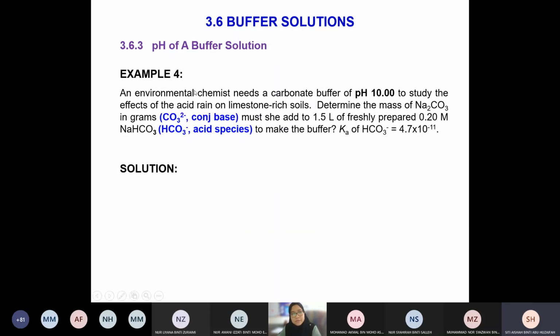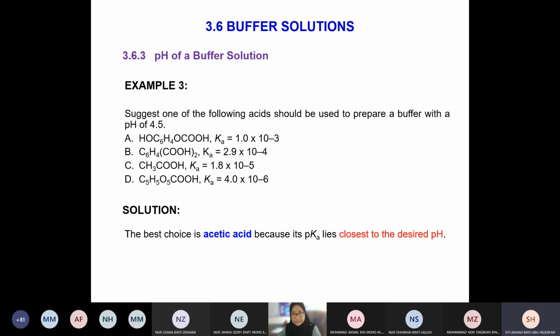Example 4: an environmental chemist needs a carbonate buffer of pH 10 to study the effect of acid rain on limestone-rich soil. Determine the mass of sodium carbonate in grams, the conjugate base, that must be added to 1.5 liters of freshly prepared 0.2 molar sodium hydrogen carbonate, the acid species, to make the buffer. So don't think the question will only ask for pH, not necessarily, as you can see.